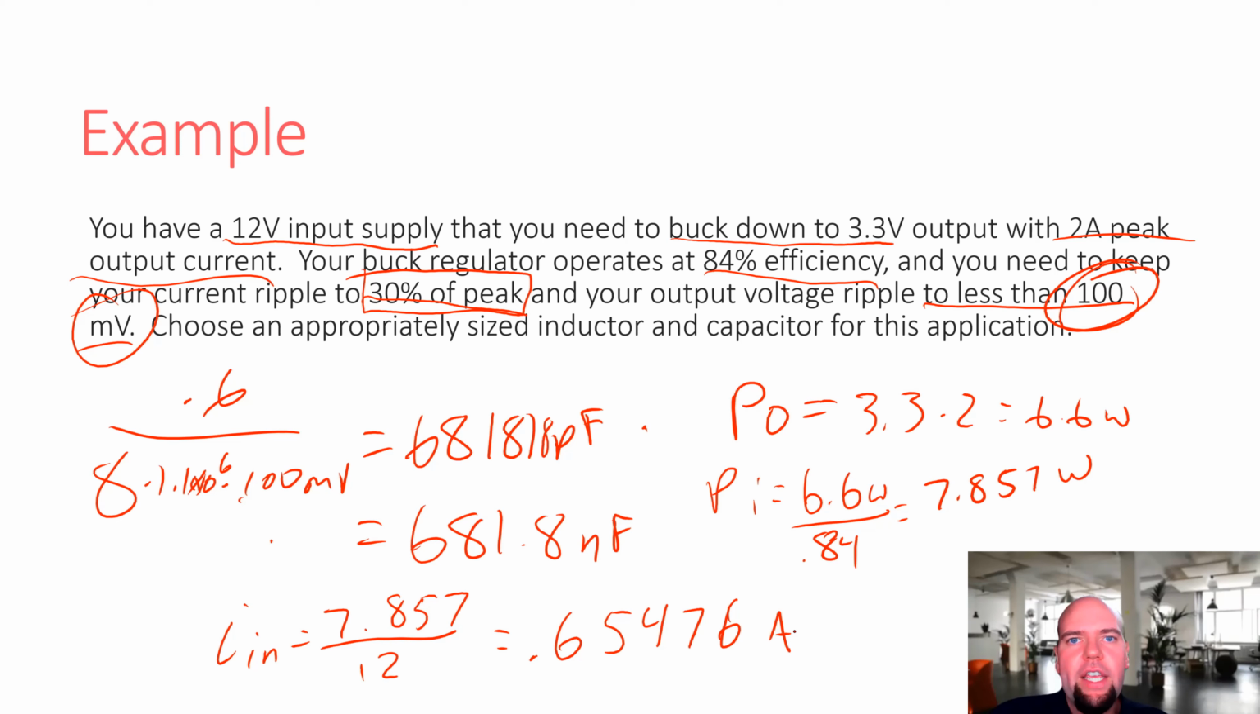If we had used a linear regulator for this application, 2 amps out would have been 2 amps in. So rather than consuming 2 amps of current at 12 volts, using a buck regulator, we're consuming 655 milliamps of input current. This is a real advantage to this.